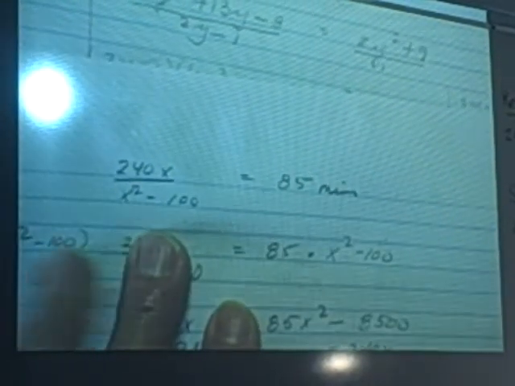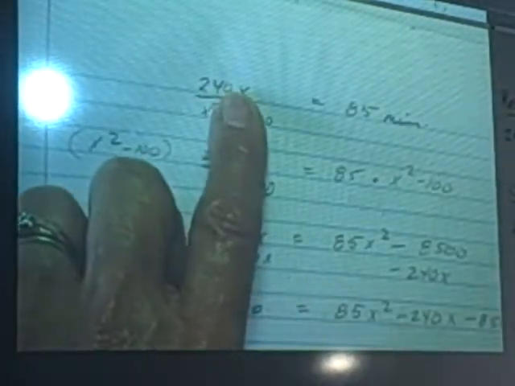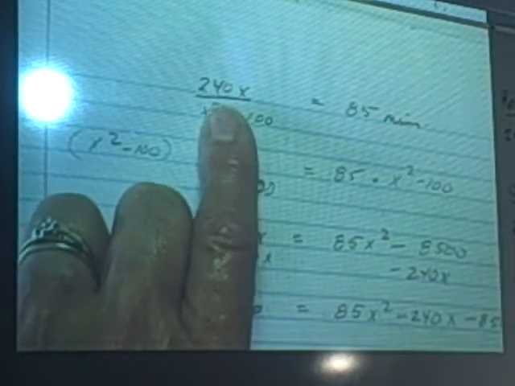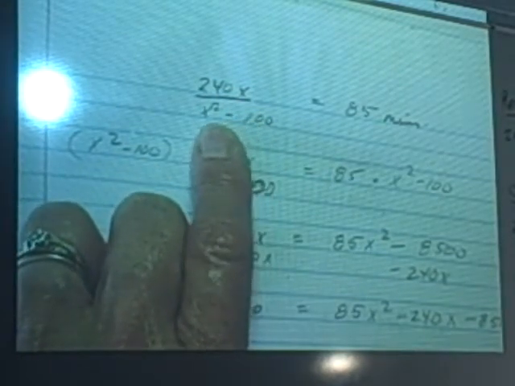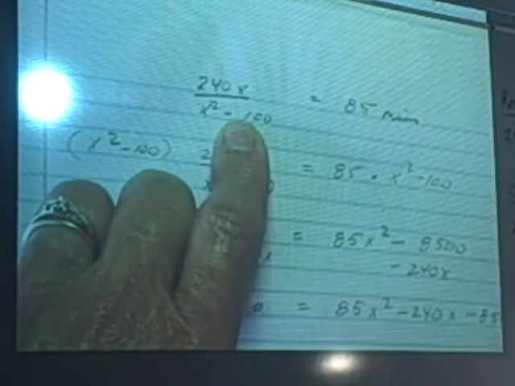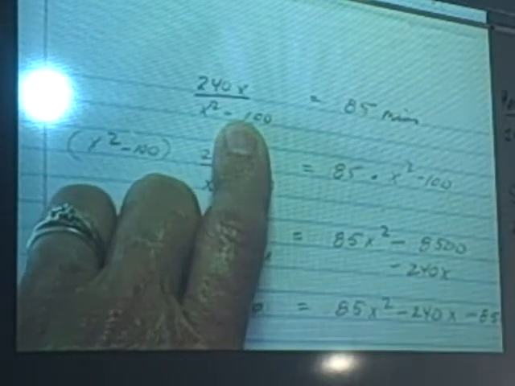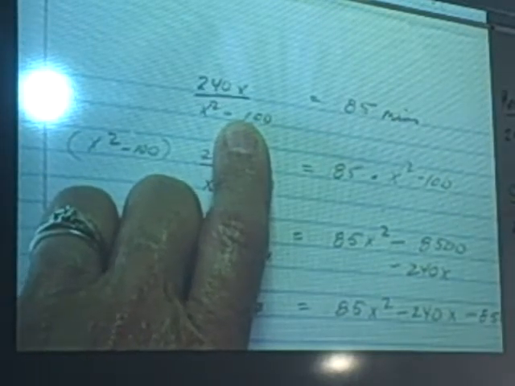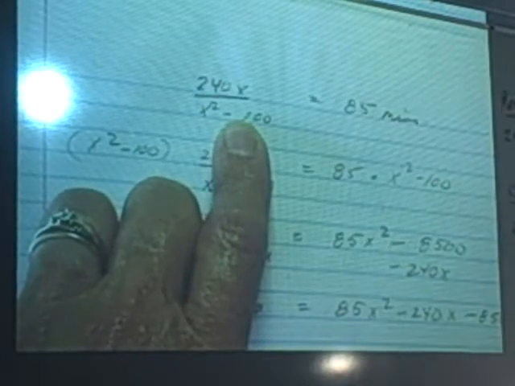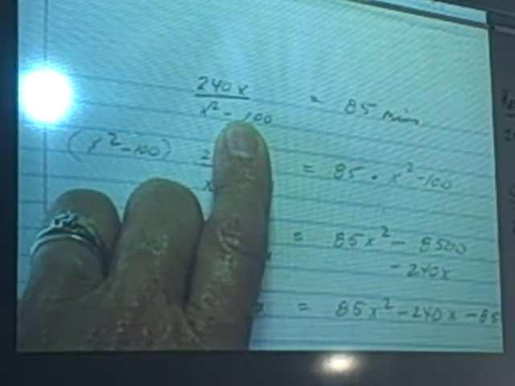Can I ask, was everybody able to get this far in terms of the equation? 240x over x squared minus 100. Yeah. Did everybody get that far? If you did not, maybe. No? Not really. Okay, back up a little bit.